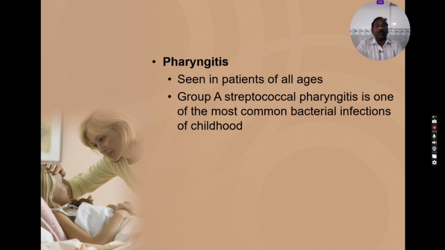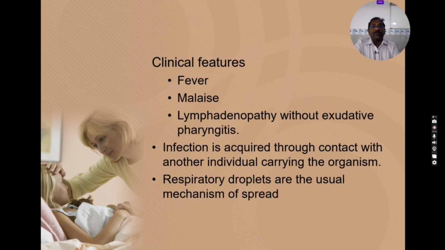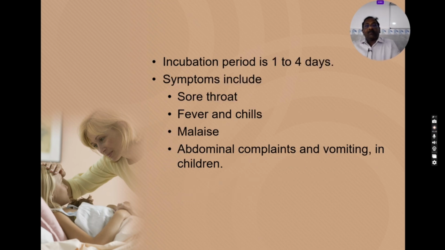Pharyngitis, seen in people of all ages, is one of the most common bacterial infections of childhood. Tonsillitis is usually caused by the streptococcal pathogens. Fever, malaise, lymphadenopathy with exudative pharyngitis. Infection is acquired through contact with another individual carrying the organism, so individual to individual. Droplets are the usual mechanism of spread. Incubation period is about 1 to 4 days, a very short incubation period. The symptoms include sore throat, fever, chills, malaise, abdominal complaints and vomiting.